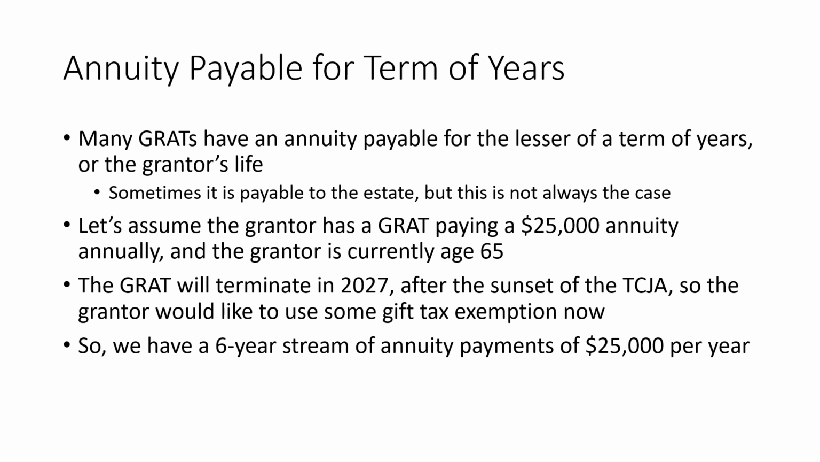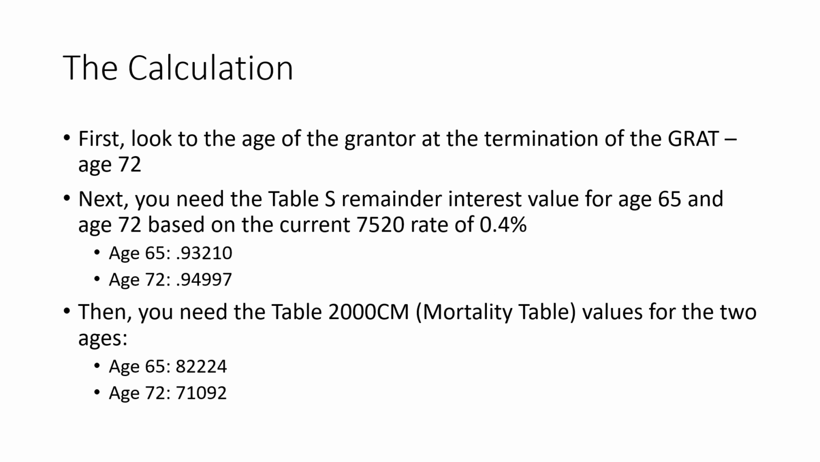So I have a typo here. This should say a 7-year annuity stream of payments of $25,000 per year. So we're going to use 7 years. But first we have to determine what age the grantor would be at the termination of the GRAT. So in this case, it's going to be age 72.